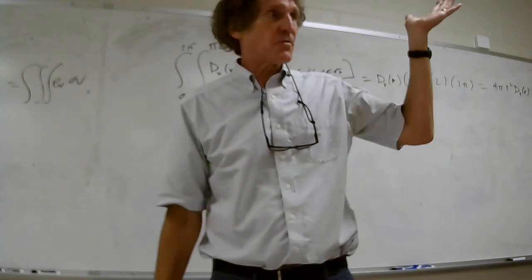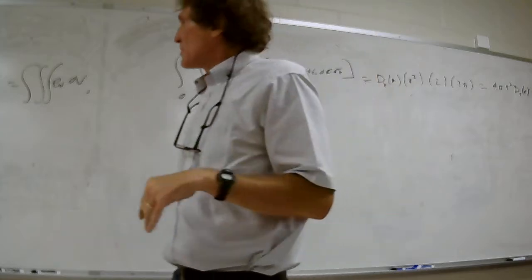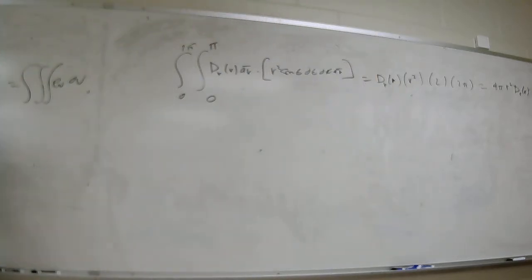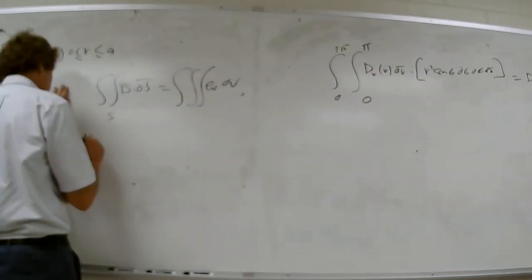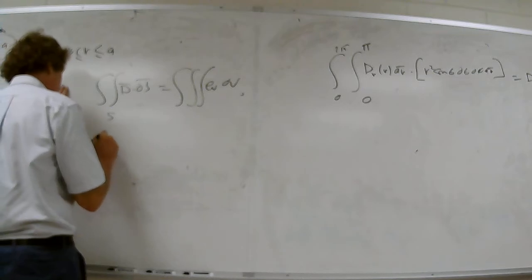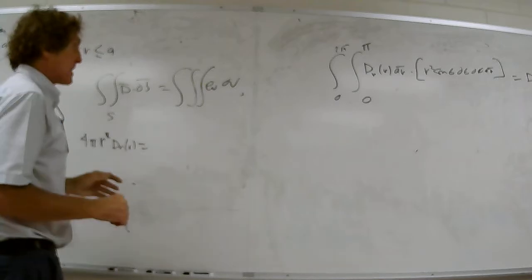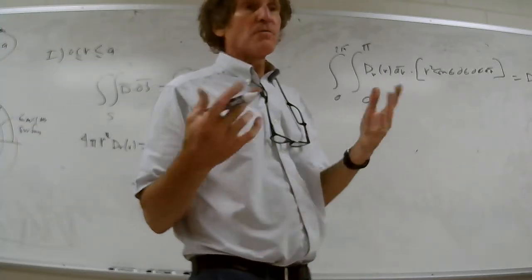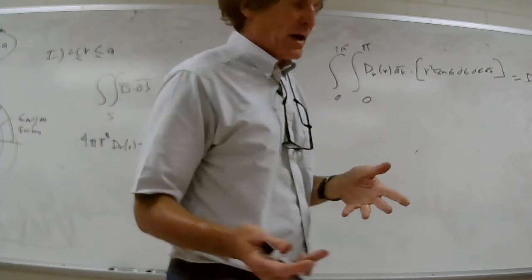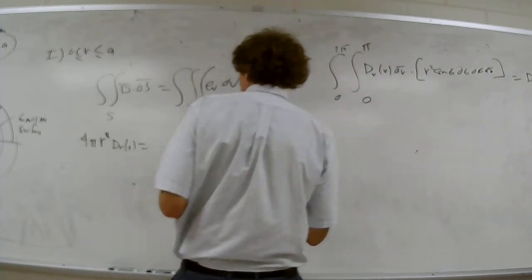How many saw that before? You got it. I wanted to do it one time. So this part is always, for a spherically symmetric system, going to be 4 pi r squared D of r. Over here, now you have to find the integral of rho v over the differential volume. I'm going to do that here, so we'll just call that Q.